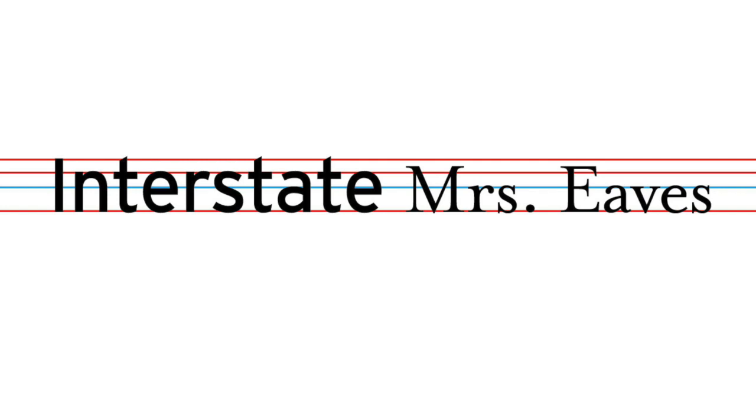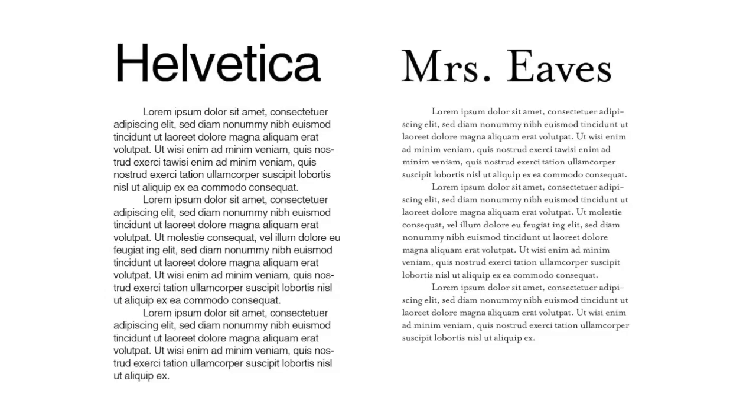Like Interstate Regular is used on signs on the freeway, and you want to be able to see it very clearly. Mrs. Eaves is kind of hard to read. Maybe it would only be used for something kind of special and small and maybe not a whole lot of text. Here's a comparison with Mrs.